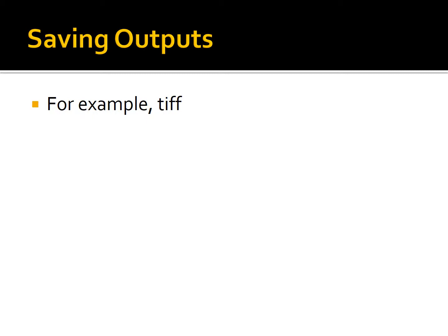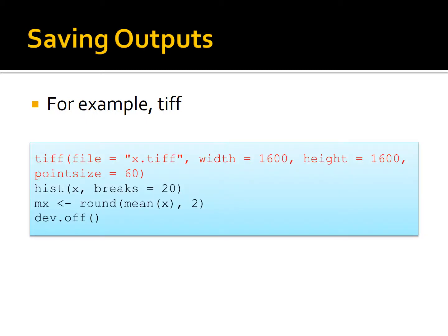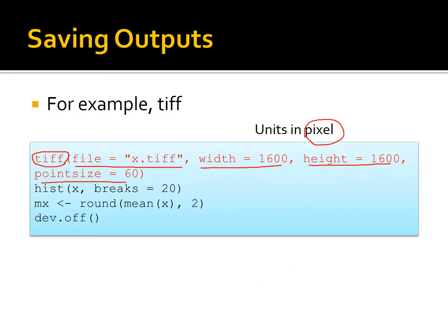For example, for TIFF, we just use the tiff function over here. We put the name of the file, the width of the figure and the height of the figure in pixels, and then the point size is the font size of the font inside the graph. We just create this command and then we put any graph that we want, and then we turn off the device. After we turn it off, x.tiff will be in the current directory, and then we can use that.